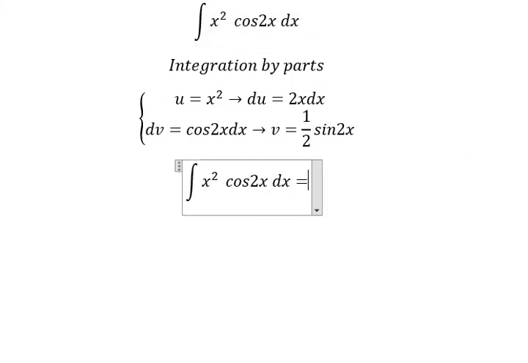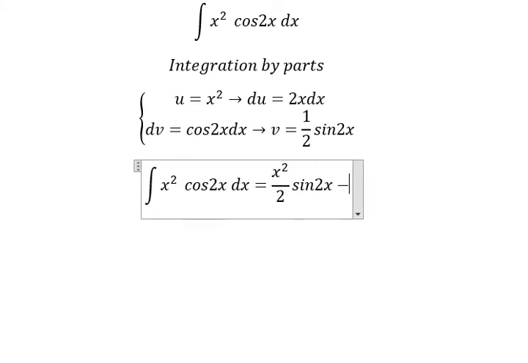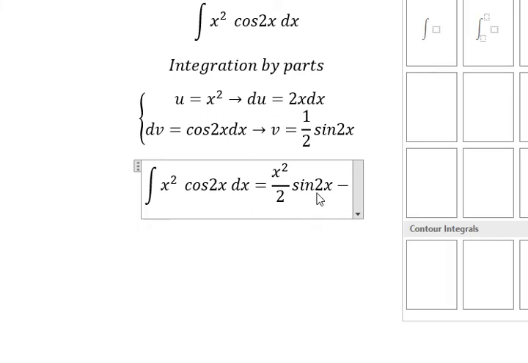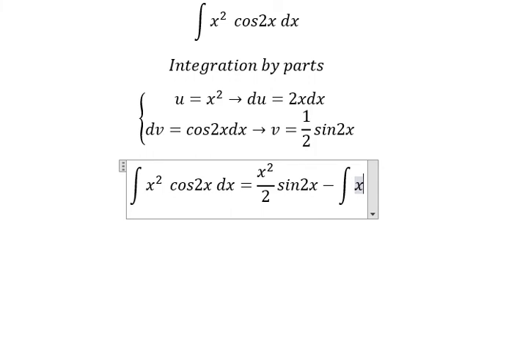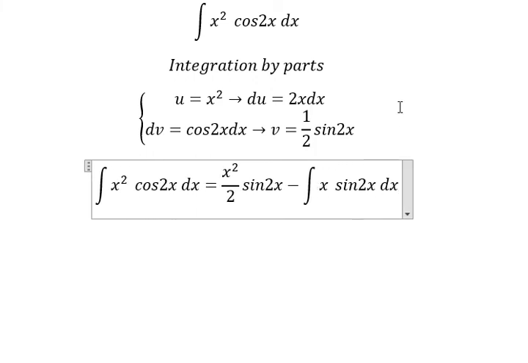So we have u multiplied by v minus du multiplied by v. So we have 2 multiplied by 1 over 2 that we cancel, and you have the integration of s multiplied by sine 2s ds.